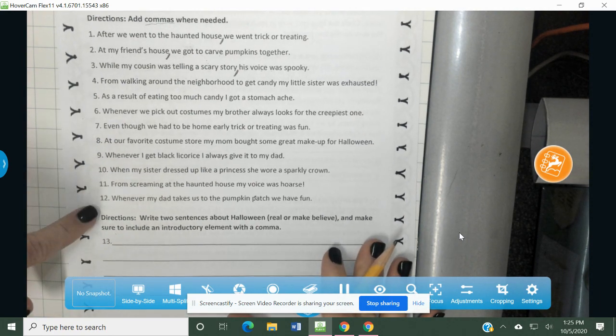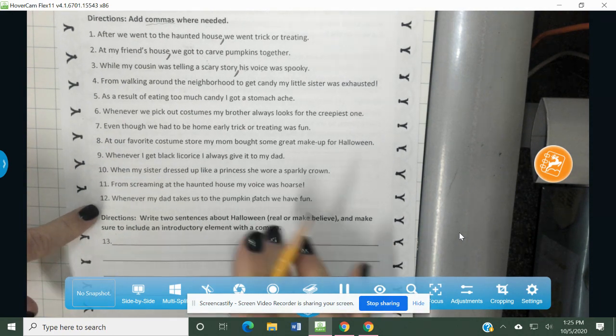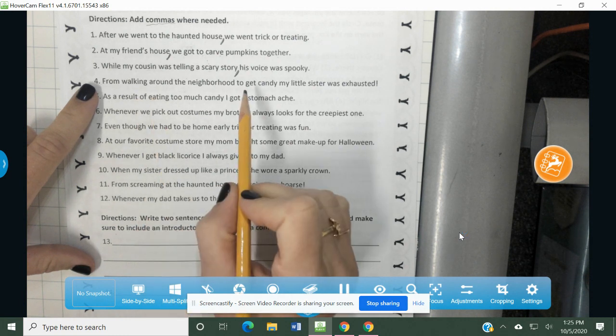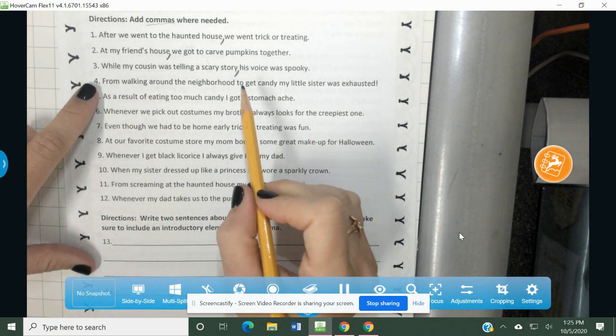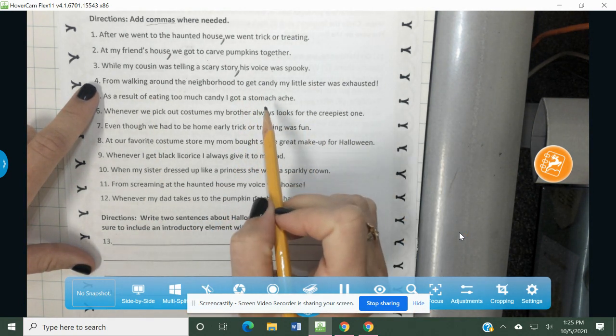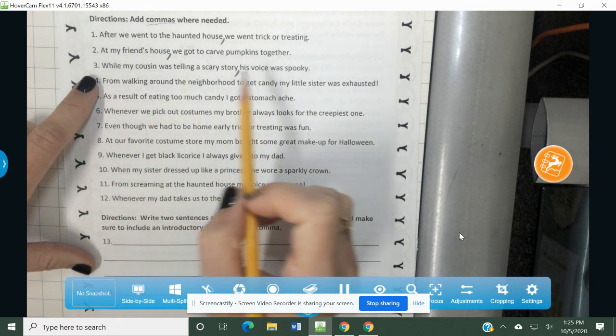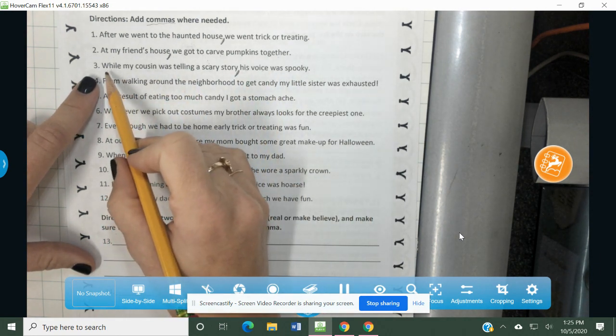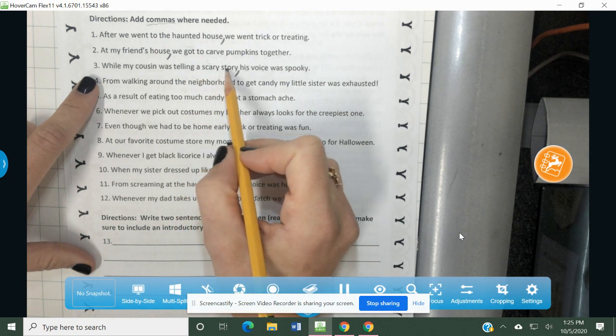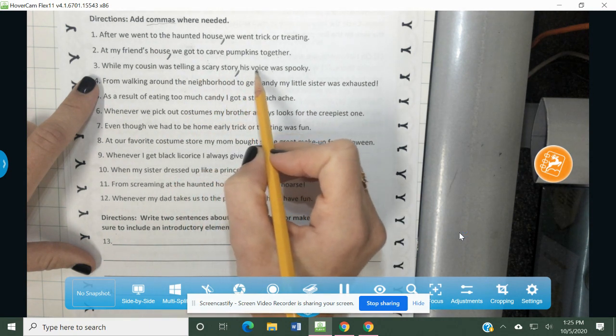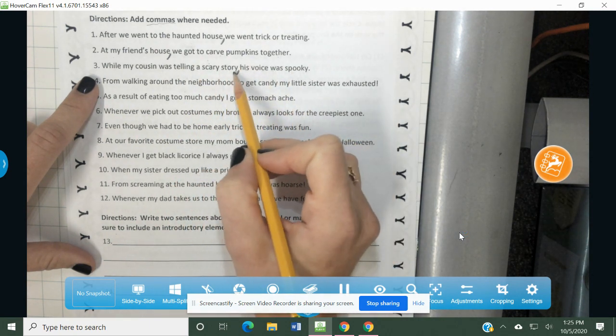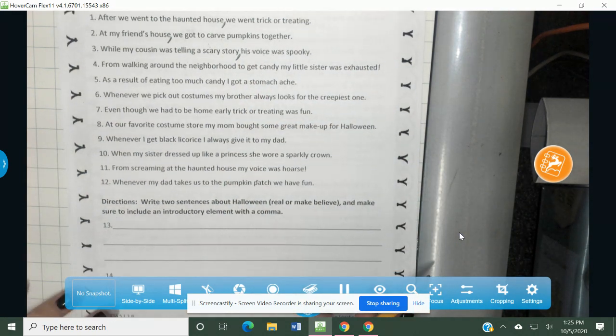I want you to try number 4 through 12. Make sure you read it. When you read it out loud, you'll hear where the phrase ends and where to put the comma. Because if I read this correctly, I would say out loud, while my cousin was telling a scary story, his voice was spooky. Notice I pause here where the comma belongs.